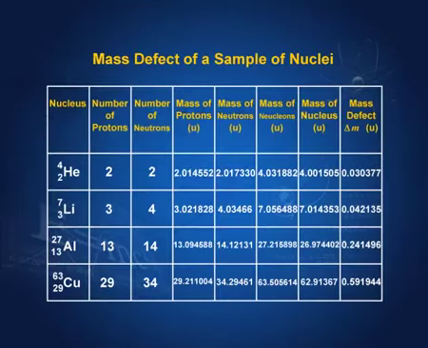Here we have given the mass defect of a few nuclei. You can see this is the number of protons, this is the number of neutrons, this would be the combined mass of all the nucleons, this is the actual mass, and this is the mass defect. The difference between this and this is the mass defect. That is how we define mass defect. Mass defect is the combined mass of all the nucleons minus the actual, measured mass of the nucleus.